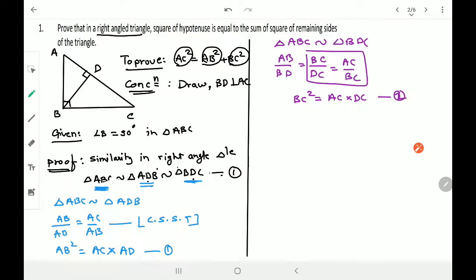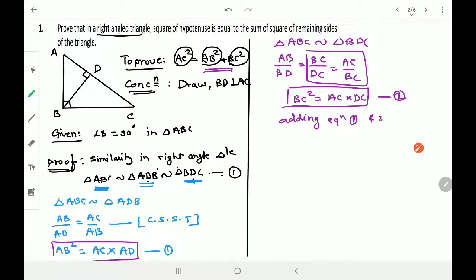So look at equation number 1 and 2 properly. We have BC square and AB square. But what is here as an addition in the proof? I need to go for addition of these two. So what I can do, adding equation 1 and 2. If I add both the sides, it's simple to add. So AB square plus BC square is equal to AC into AD plus AC into DC. So very simple.